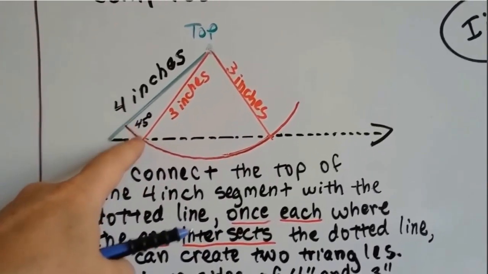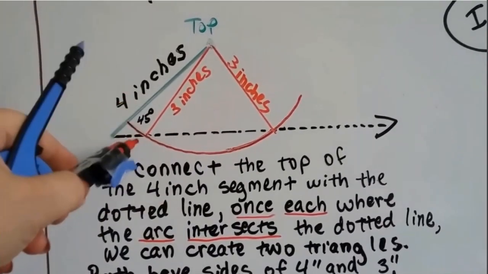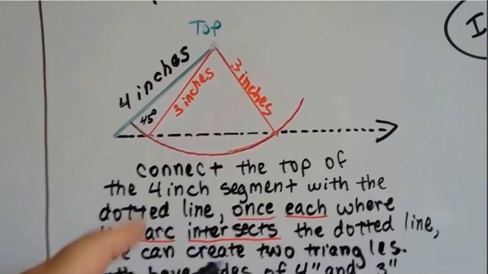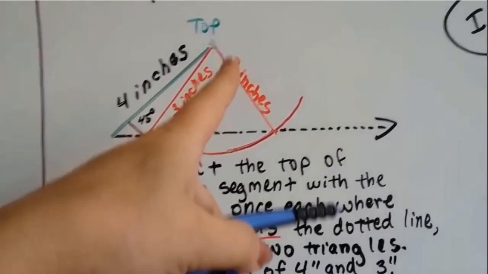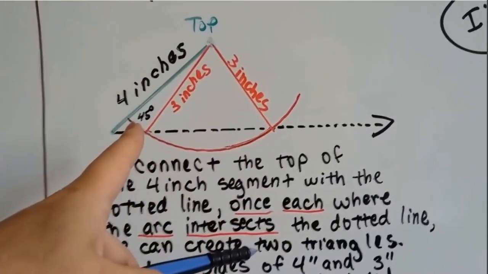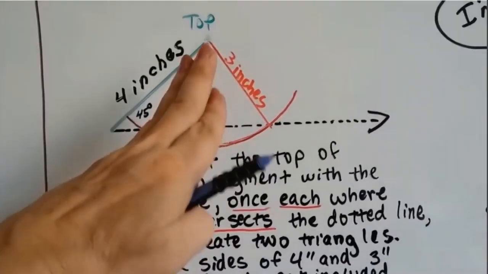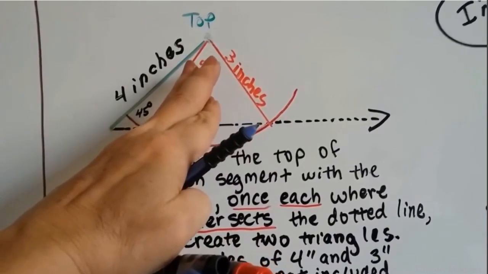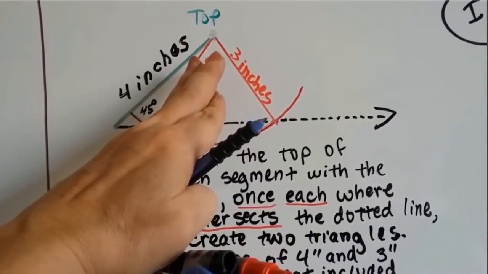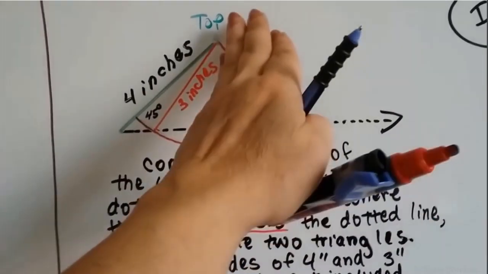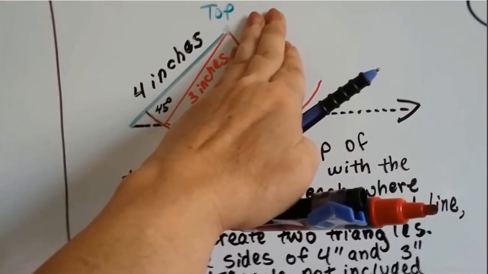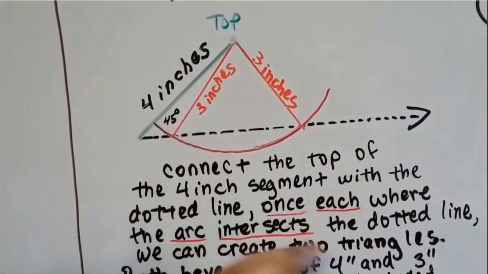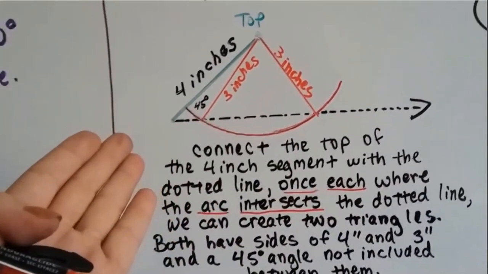See that? Because this angle right here is 45 degrees. But we also made another triangle that has a 4-inch side with a 3-inch side and a 45-degree angle. So if we ignore that red line right here, there's a big, huge triangle that's got a 45-degree angle, a 4-inch side, and a 3-inch side. And if we go like this, we've got a 4-inch side, a 3-inch side, and a 45-degree angle. See that? So we ended up making 2 triangles.